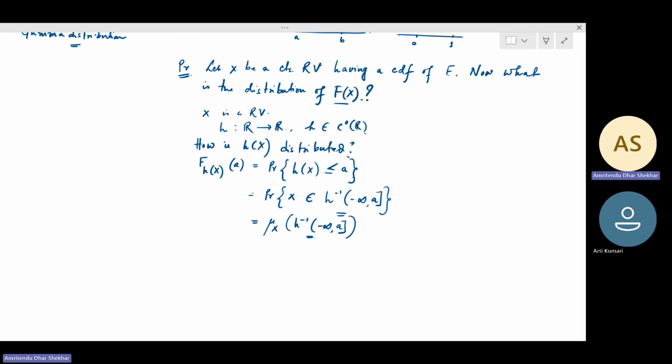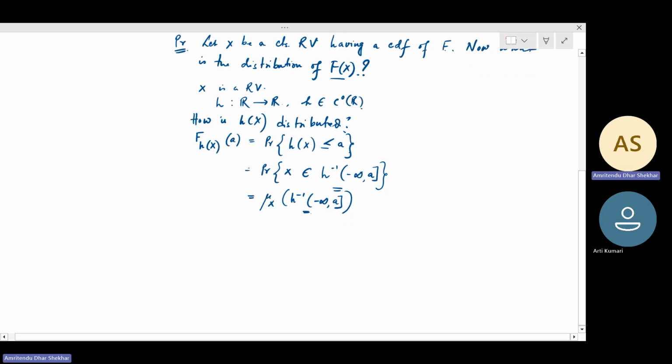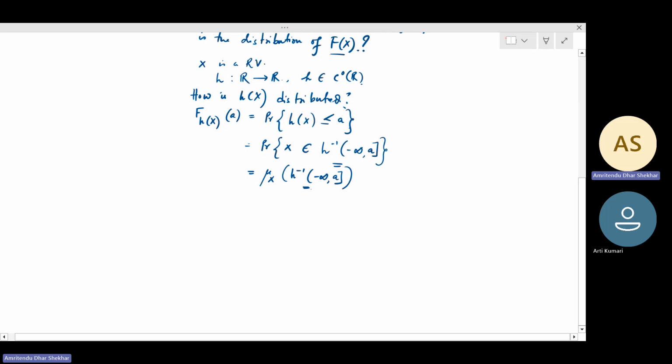Now, in our case, it is given that this h is the distribution function of f itself. Okay. Now, is f continuous? So, if x is a continuous random variable, f of x, its CDF, would also be continuous. Now we are interested in computing, so let's call this y. So y is equal to capital F of x, and we're interested in computing the distribution of y.